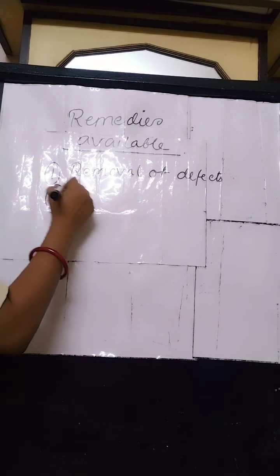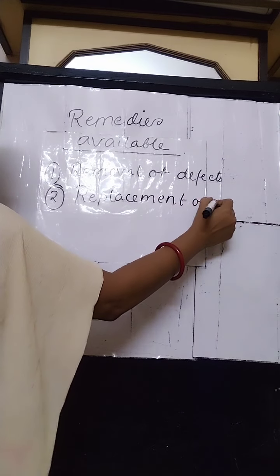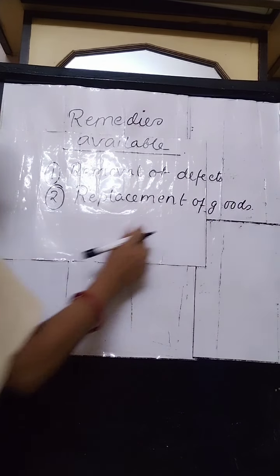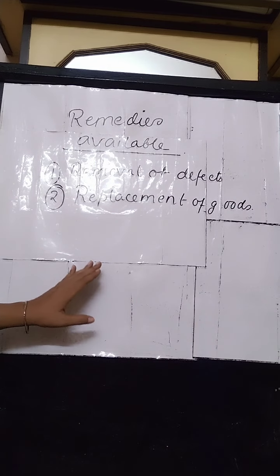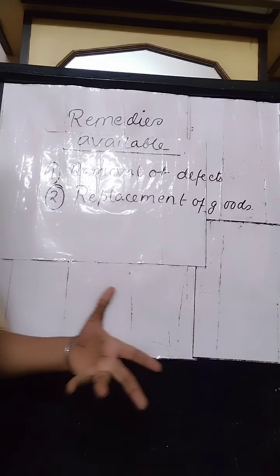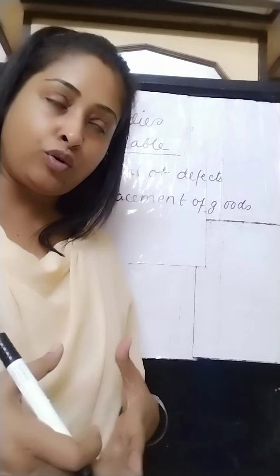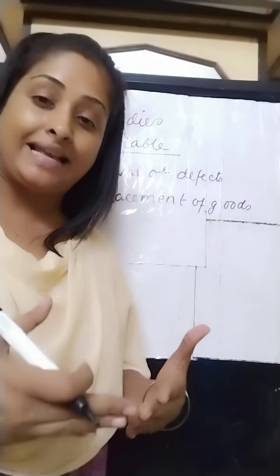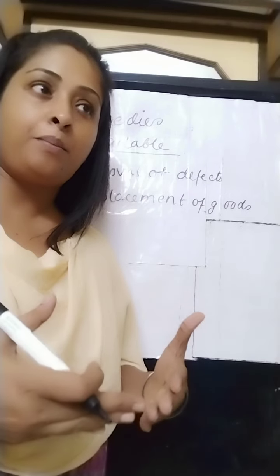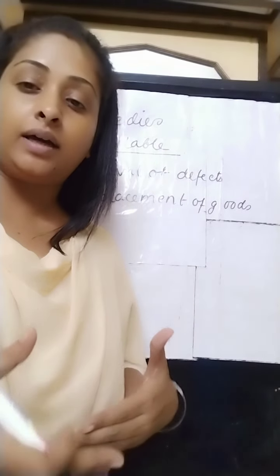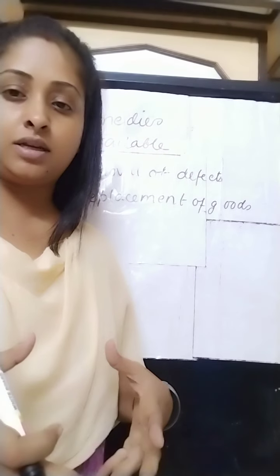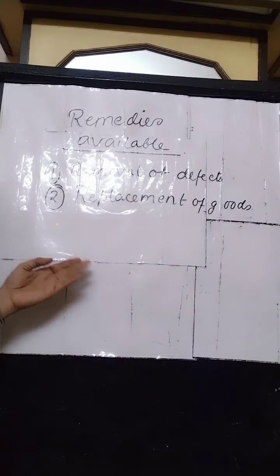Secondly is replacement of goods. This means that the appropriate authority can pass an order to replace the goods the consumer is not happy with, or if the consumer finds any defective piece of good, then after proper scrutiny and testing, the defective piece of good must be replaced with another proper piece of the product having similar features. This is the second remedy that the authority can offer.